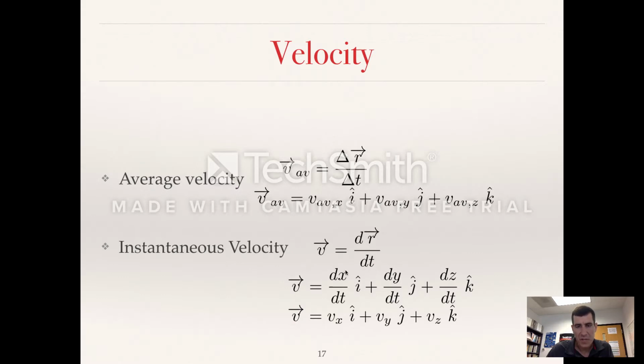If we have x as a function of time, y as a function of time, and z as a function of time, we take dx dt, and that's our x, or i hat, component. dy dt is our y, or j hat, component, and dz dt is the k hat component. Equivalently, dx dt corresponds to the x component of our instantaneous velocity. So that's v sub x, v sub y, and v sub z.